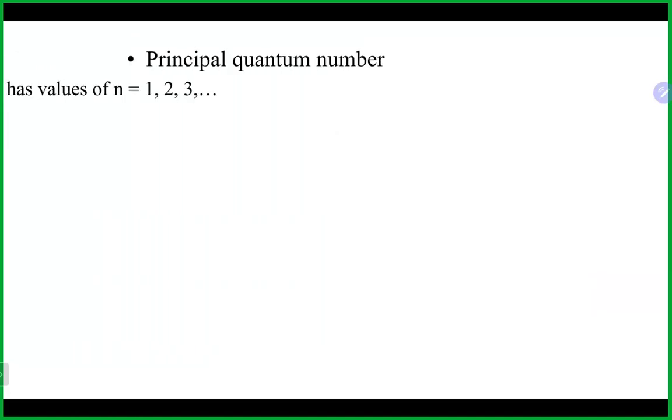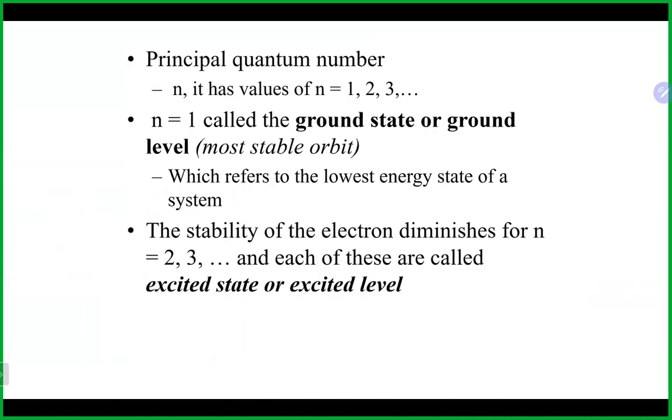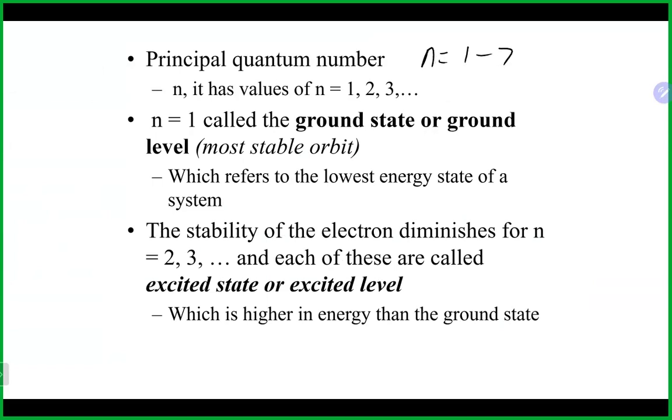And as we will talk about, it doesn't necessarily hold up really well. We do move away from hydrogen, but talking about the principal quantum number, which is n, it can have a value of 1 through 7.